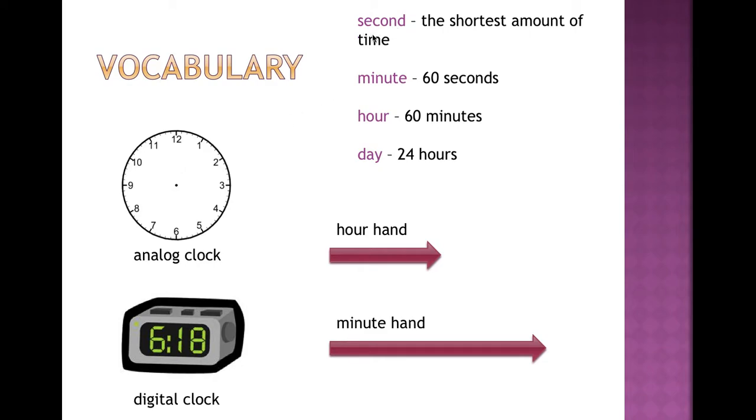We have a second, which is the shortest amount of time. 60 seconds equals 1 minute. 60 minutes equals 1 hour, and there's 24 hours within one day.